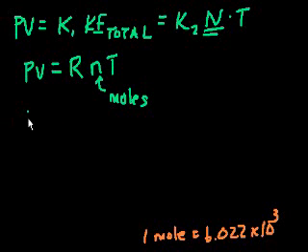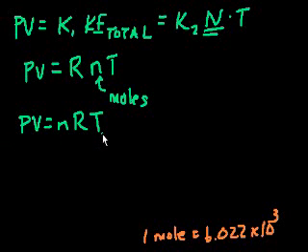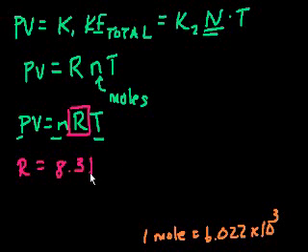And then if we rearrange it, PV equals nRT, we have a relationship that if I know the pressure and the volume and the number of molecules, I can figure out the temperature. Or if I know the number of molecules, the temperature, and the pressure, I can figure out the volume, assuming I know what R is. And I'm about to tell you what that is. R is called the universal gas constant, and R is 8.31 joules per mole Kelvin.